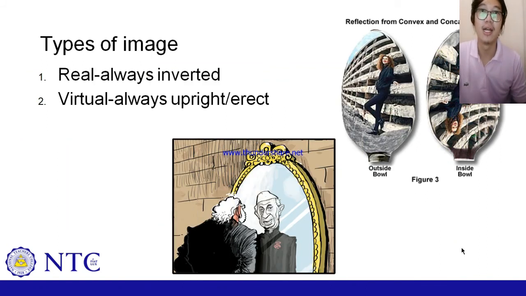Let's move on. There are two types of image, real and virtual. When we say real, these images are inverted, like the concave part of the spoon. And when we say virtual, these images are always upright or erect, like in a plane mirror and the convex part of the mirror and spoon.